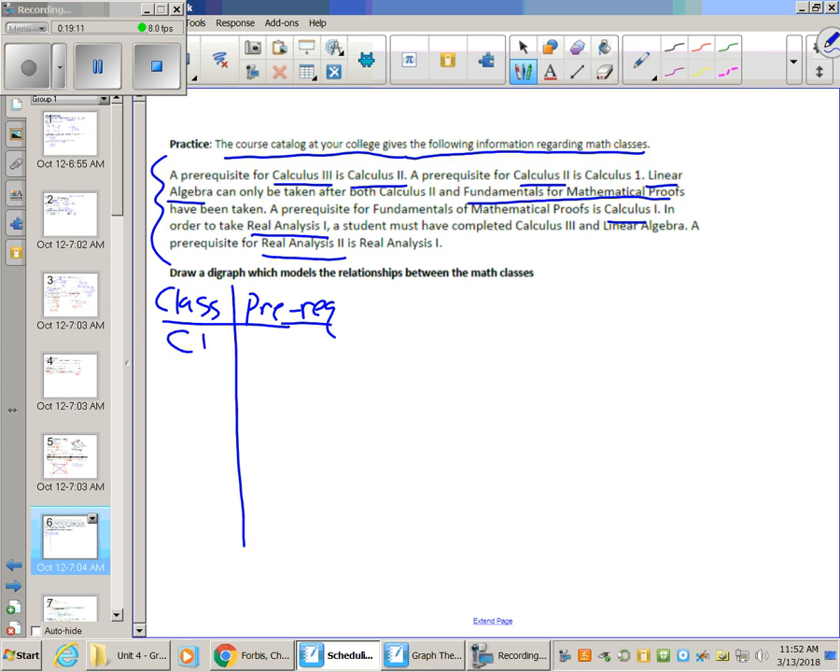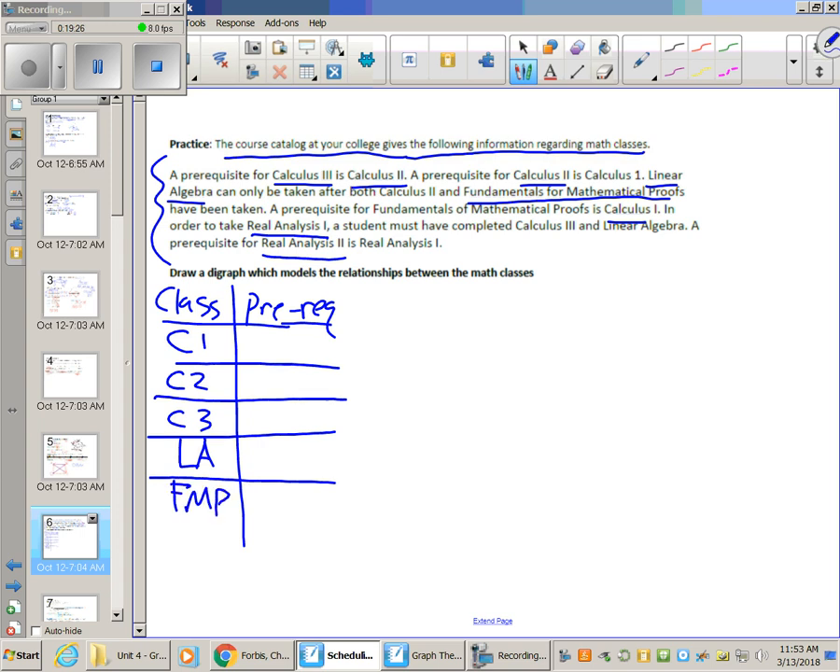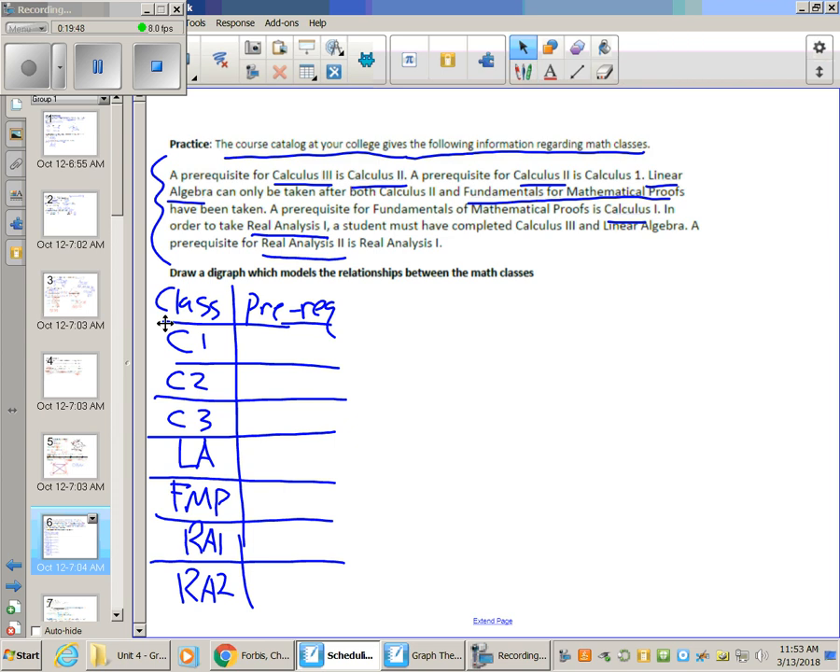We have Calc 1, I'll just say C1, Calc 2, Calc 3. Our next class was linear algebra, I'll just say LA. Fundamentals of mathematical proofs, FMP. What was after that? Looks like real analysis 1. And then lastly, real analysis 2. Okay. So let's read through this again and put in all the prereqs.